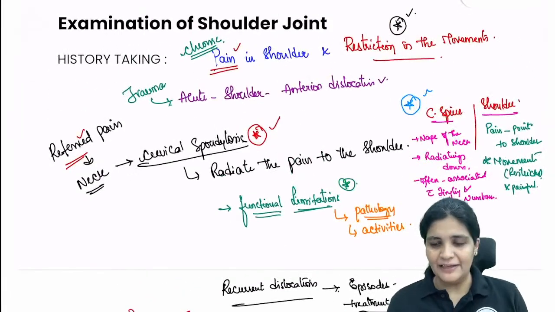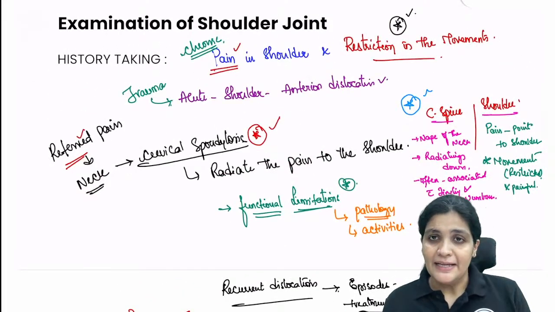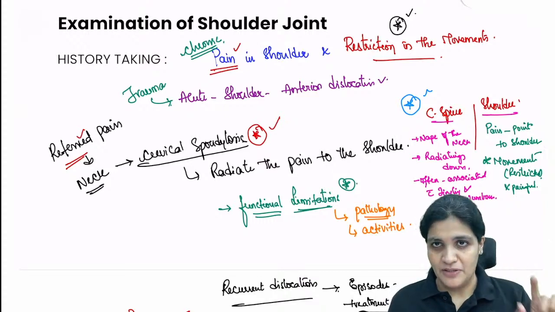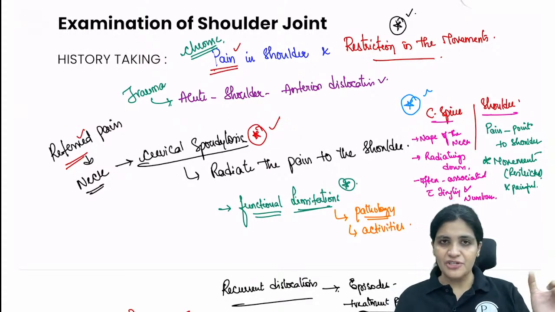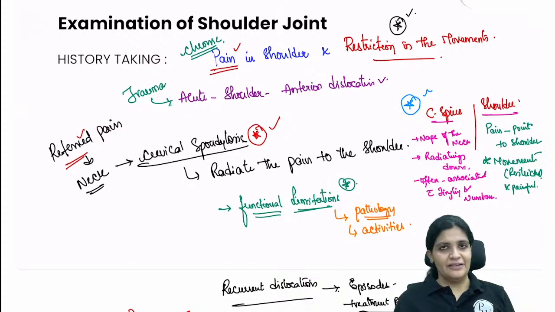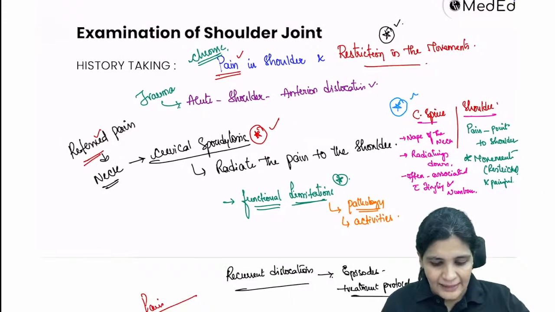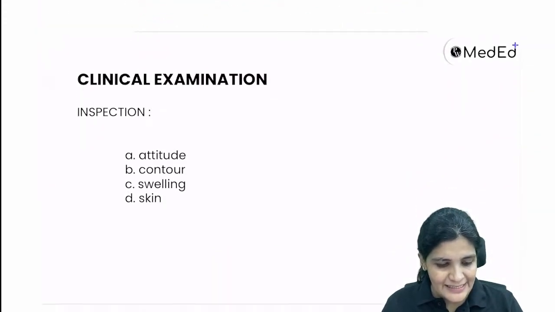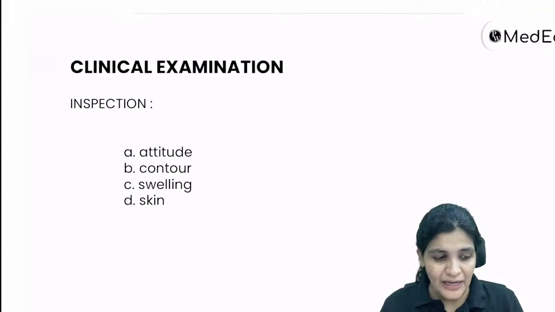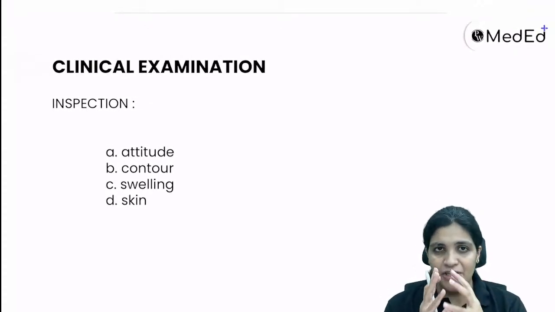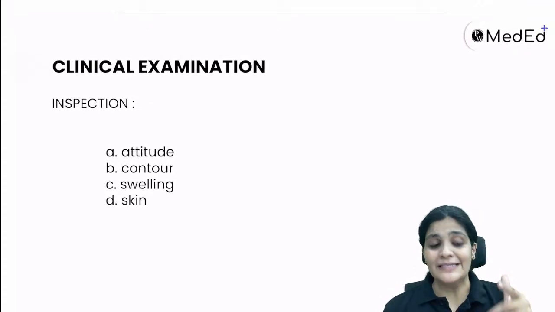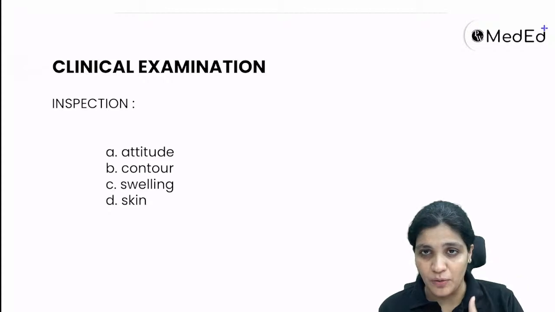This is mainly the history, and you have to always be sure that it is not radiating from the C-spine. So you have to differentiate between the C-spine and the shoulder by the end of the history itself. Only then will you go into the examination. So that is about history taking in case of the shoulder joint. And then let's move on to the clinical examination, once we are done with that and are very sure that this is a patient who has come to us with some problem or some pathology in the shoulder joint.